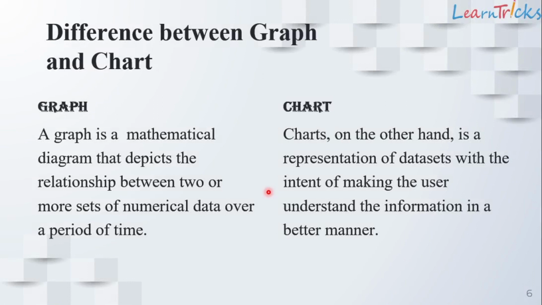Basically, a graph is a mathematical diagram that depicts the relationship between two or more sets of numerical data over a period of time, while a chart, on the other hand, is the representation of data sets with the intent of making the user understand the information in a better manner. A graph just represents the relationship between two or more data points or sets, while a chart gives you the whole representation of a data set at a time. So this is the basic difference between graph and chart.